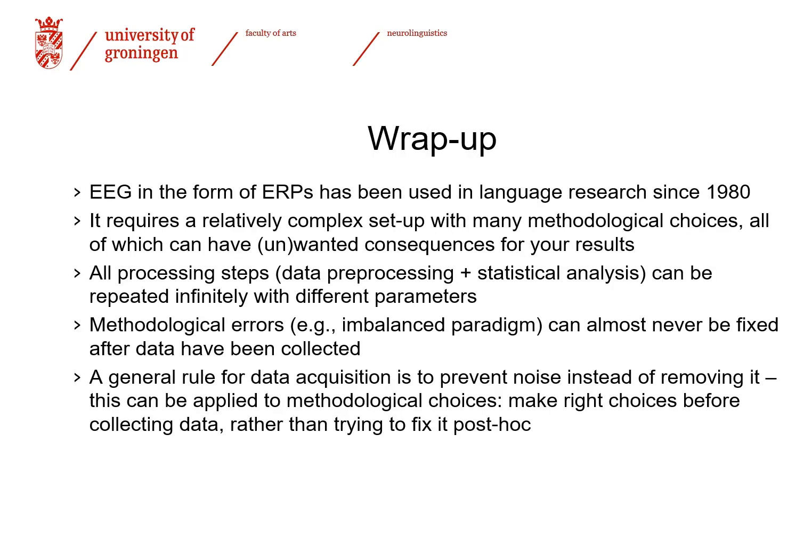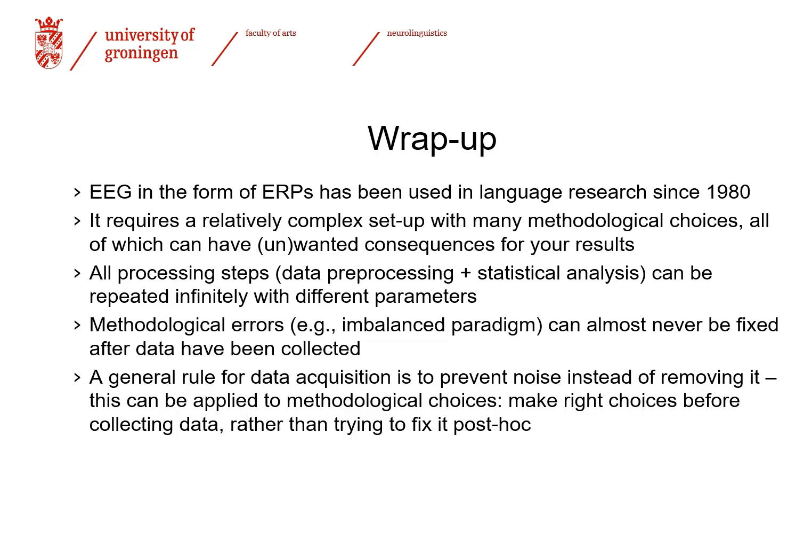And finally, to wrap up this workshop, EEG in the form of event-related potentials has been used in language research since 1980, the seminal article by Kutas and Hillyard. It is relatively demanding. It requires a complex setup in which we have many methodological choices, and all of these choices have some desirable or not so desirable consequences.